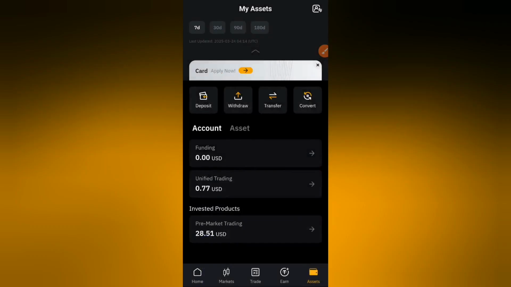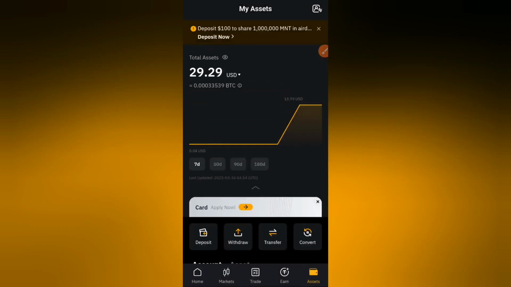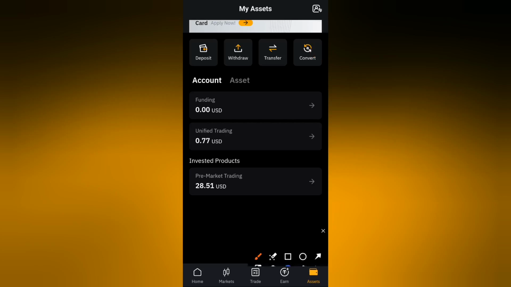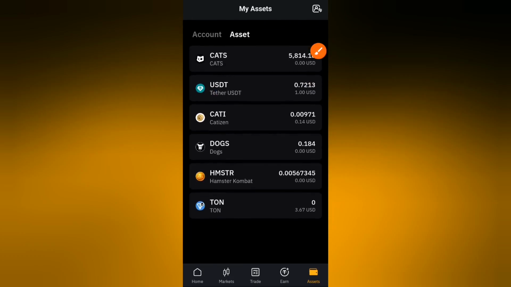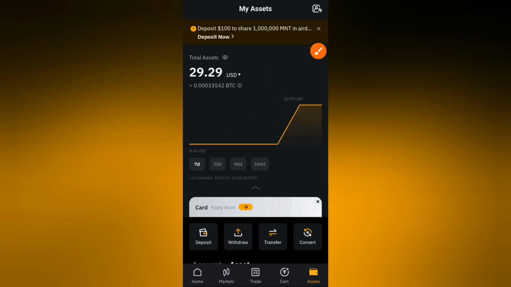Now some of you might be asking, where do you get to see this if paws launch? Okay, if this token launch or listing happens and trading is live, of course you're meant to see it in the asset section of your Bybit account. So once you click assets, you should see your paws token somewhere around here. Okay, so it's really simple.